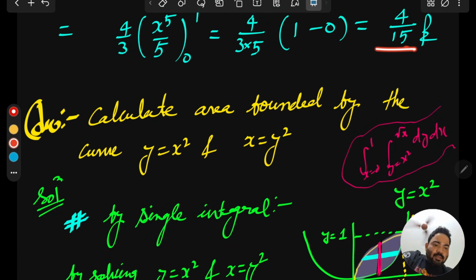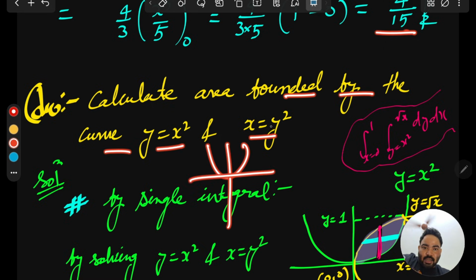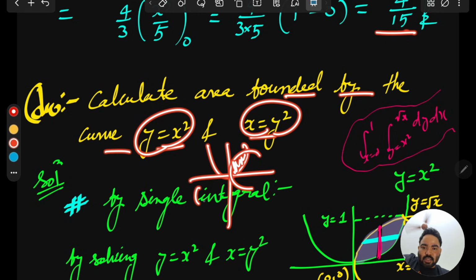Now there is some type of question you have to notice, where only the region is given and you have to calculate the area. So this is the third type, and here is the question. I am just going to show you. Calculate the area bounded by the curves y equal to x square and x equal to y square. The graph of y equal to x square is like this, and x equal to y square is like this, and the bounded region will be like this. For solving, you first have to solve these two curves, and if you solve, you will get 0 comma 0 and 1 comma 1.